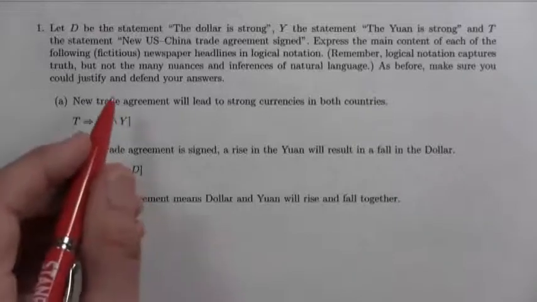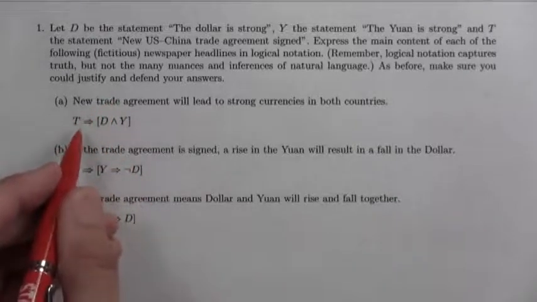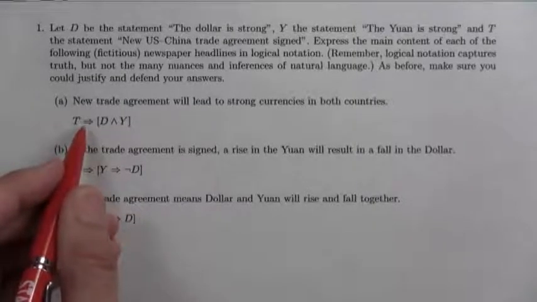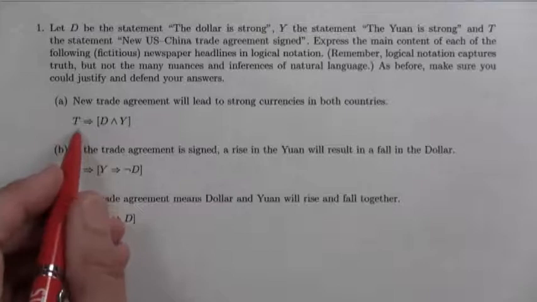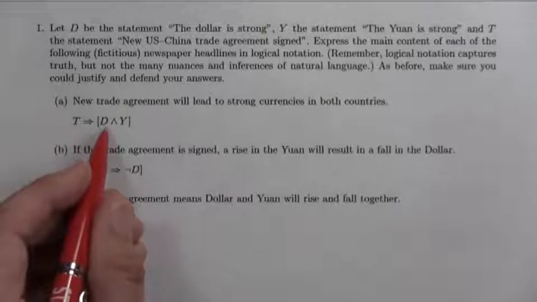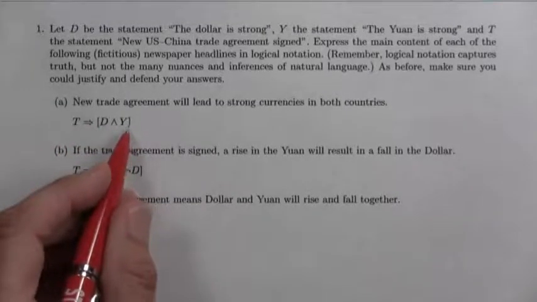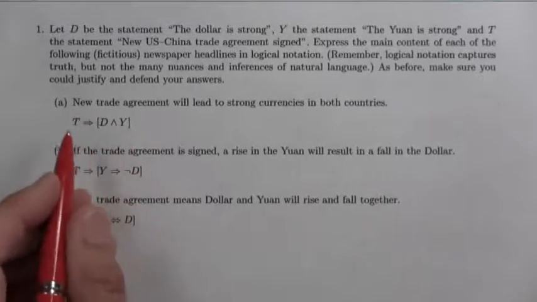So here are my answers to question 1. Part A: a new trade agreement will lead to strong currencies in both countries. T yields D and Y. Fairly straightforward, I think, not controversial.